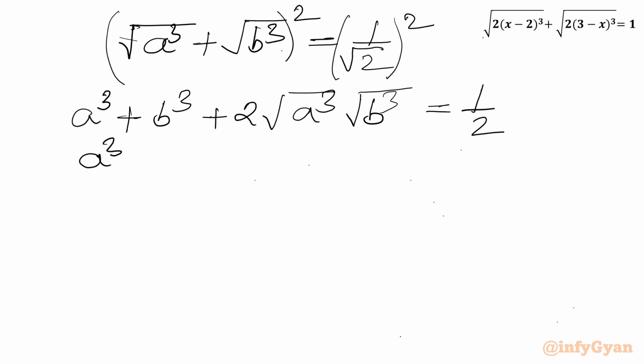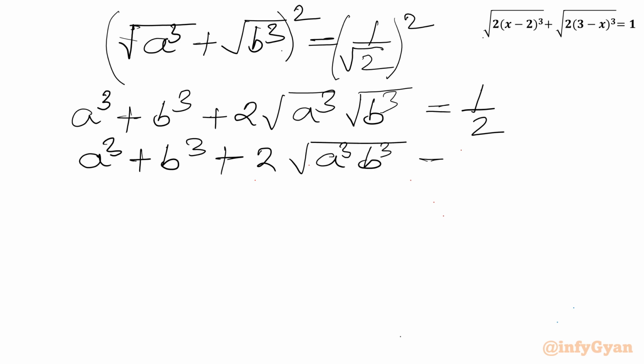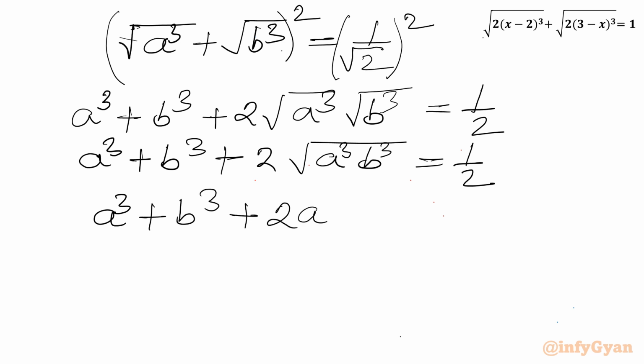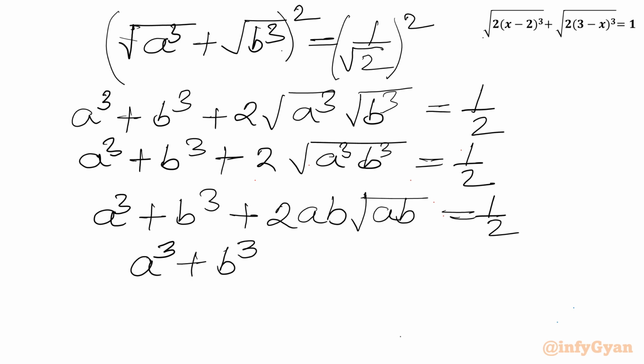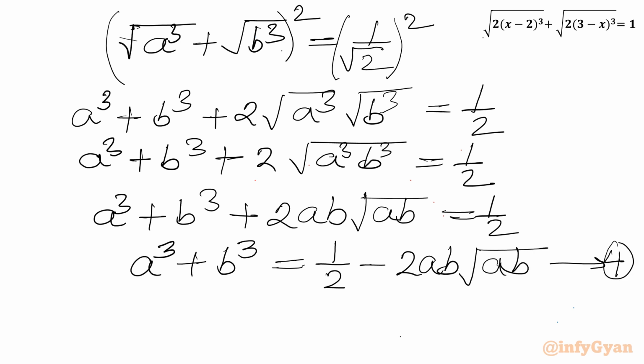Or I can write a³ + b³ + 2√(a³b³) = 1/2. Or I can write a³ + b³ + 2ab√(ab) = 1/2. Or we can collect the value of a³ + b³. This will be equal to 1/2 − 2ab√(ab). This equation would be our fourth equation.